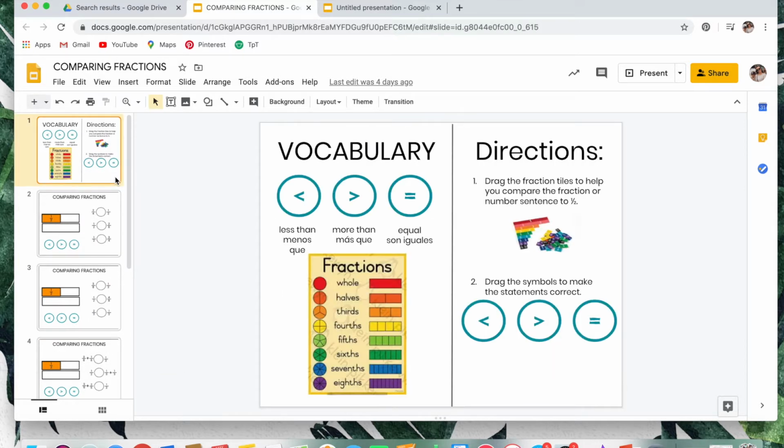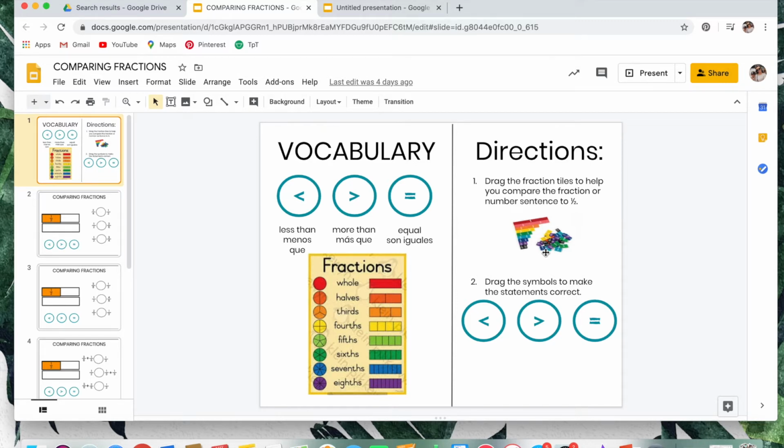So just to get us started, some vocabulary that's going to be key to understanding what we're doing today are our comparison symbols. So we have the less than symbol, we have the more than symbol, and the equal sign. Some other names we're going to have to know are our fraction names. You can come back here if you're forgetting how to say each fraction.